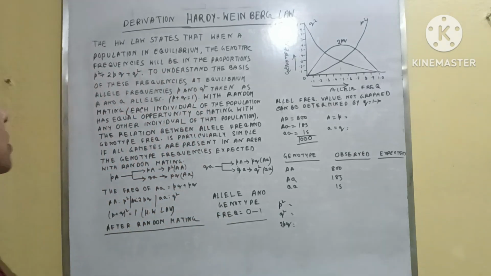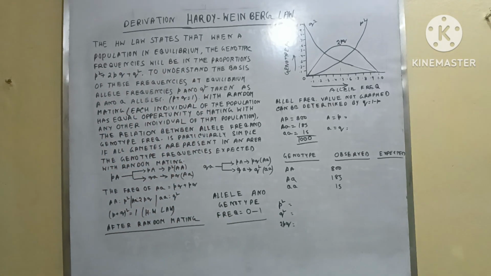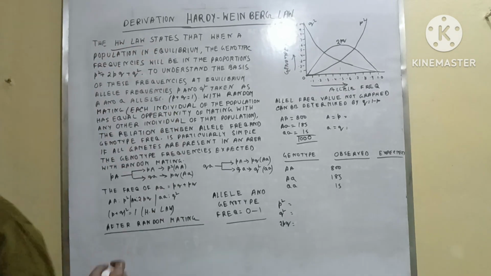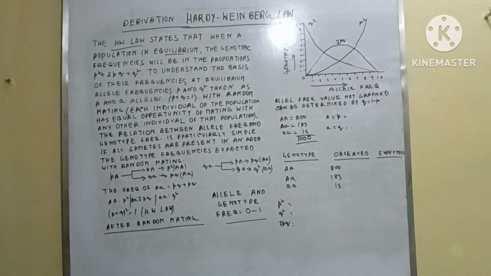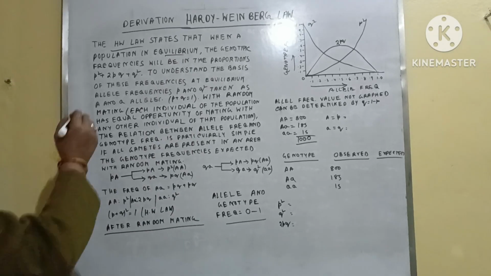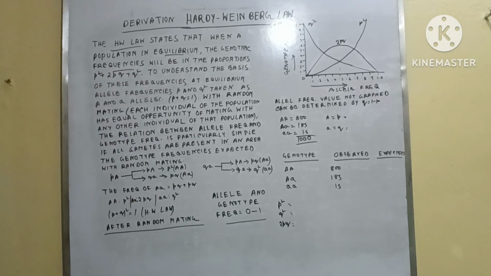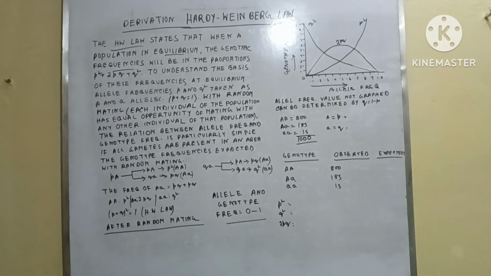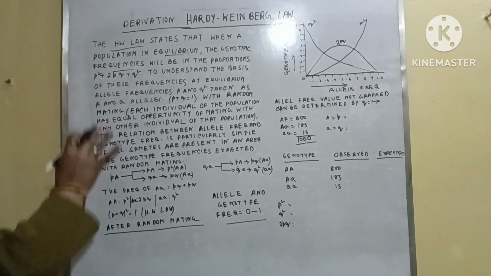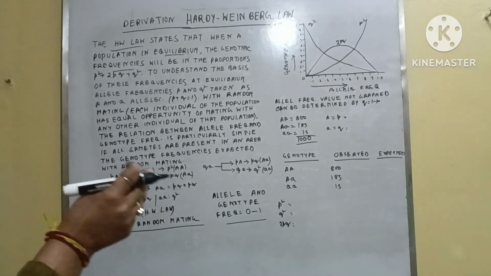Okay, so what is that? Here is the derivation of the Hardy-Weinberg law. The Hardy-Weinberg law states that a population will remain in equilibrium. The genotypic frequencies will always be p square plus 2pq plus q square, and the addition always equals 1.